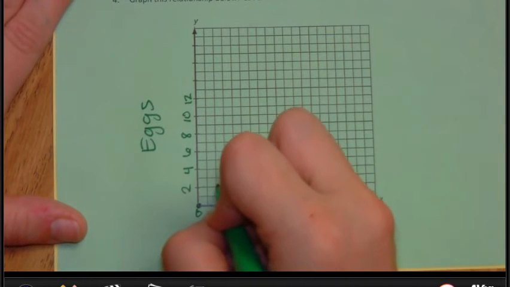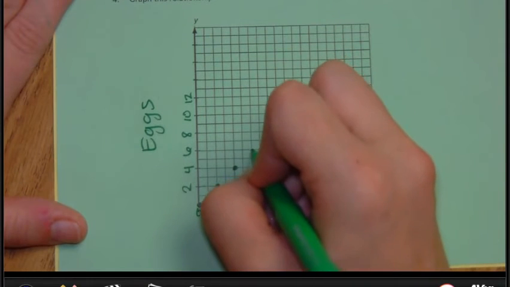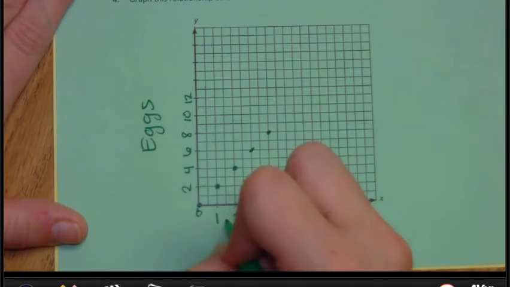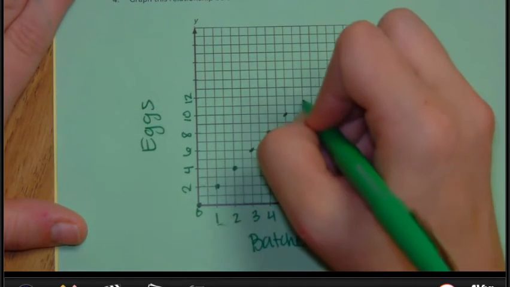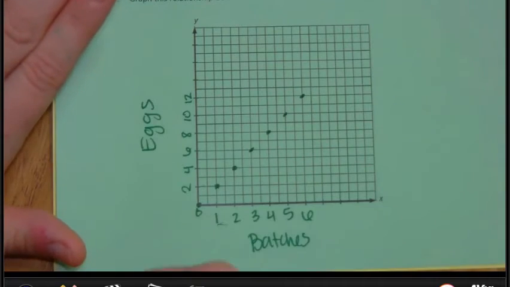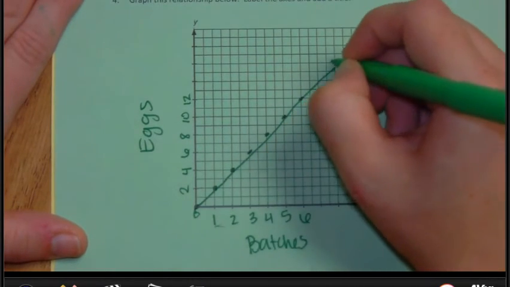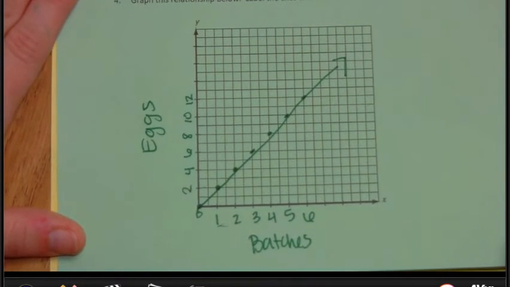So 1 batch we know is 2. Well, if I go from 1 to 2, I know that's going to be 4. 3 batches times 2 eggs is 6. 4 batches times 2 eggs is 8. 5 batches times 2 eggs is 10. And then 6 batches times 2 eggs is 12. Okay. I can connect my dots here. And I notice that I make another straight line.